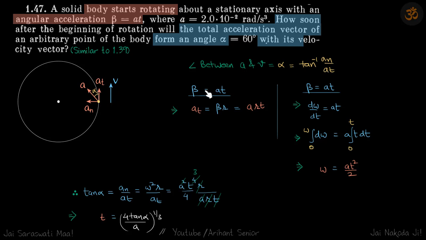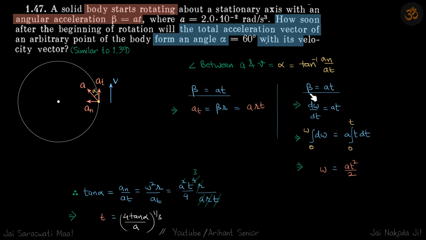So our equation is beta equal to alpha t. It's the angular acceleration. So from here we can get our tangential acceleration first, which is angular acceleration into radius. So that is beta r and that is a_t. So we have got the tangential acceleration. Now let's find normal acceleration. For normal acceleration, we can write it as v square by r, or we can write it as omega square r.